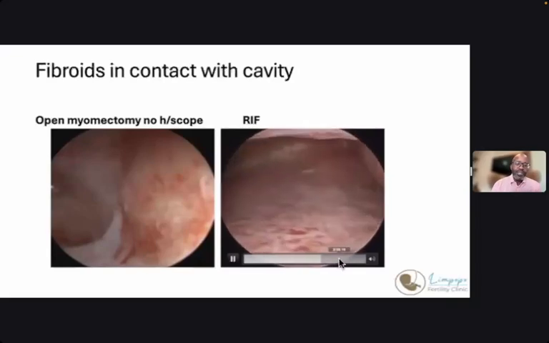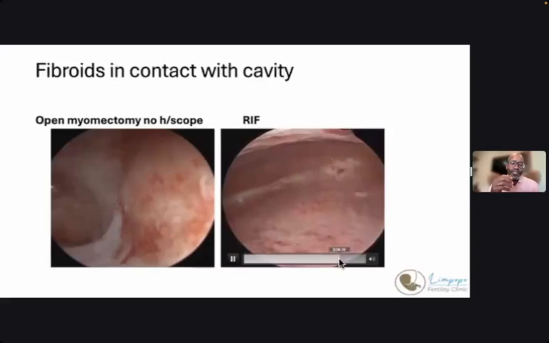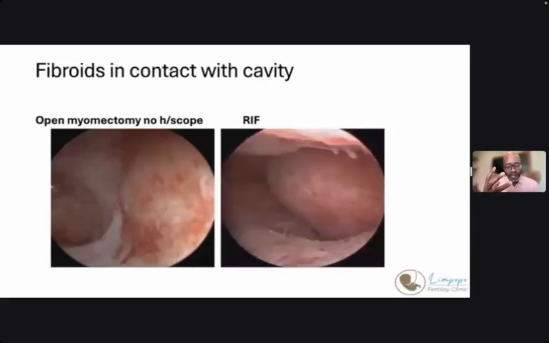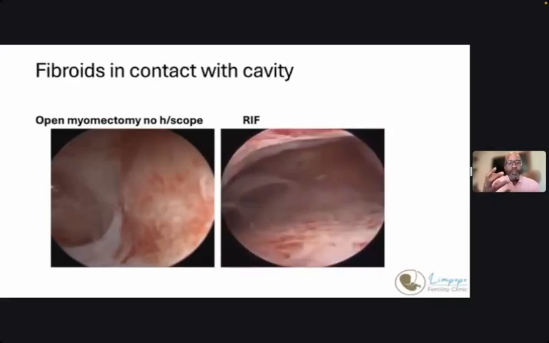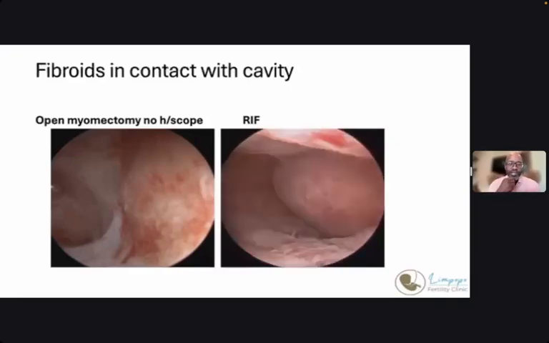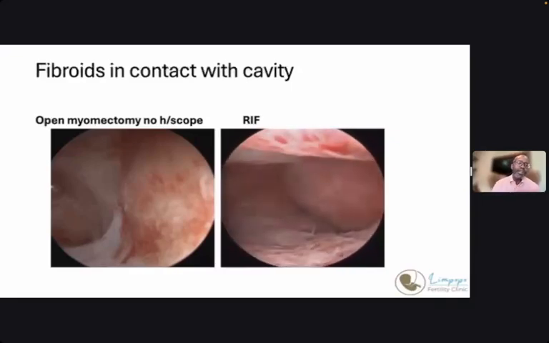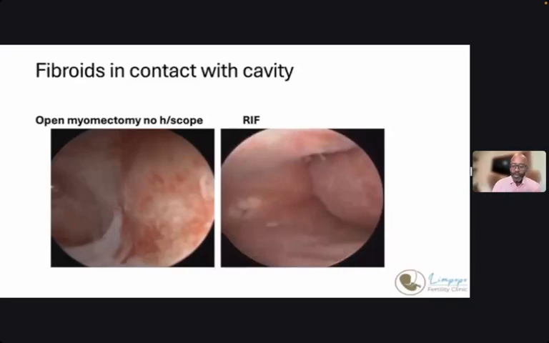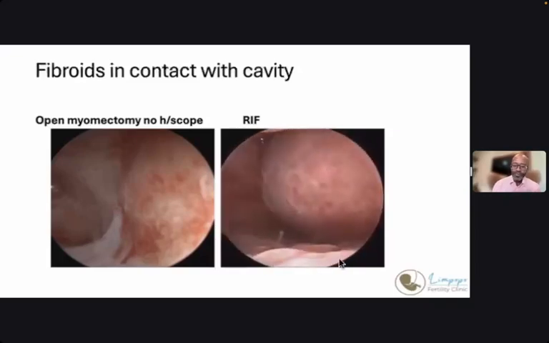So it's very important to do a hysteroscopy, insufflate, increase the pressure, and you can see the cavity. But before you go out, try and reduce the pressure. Look for obvious pathologies. And these patients will benefit from hysteroscopic resection of the fibroids with a resectoscope.